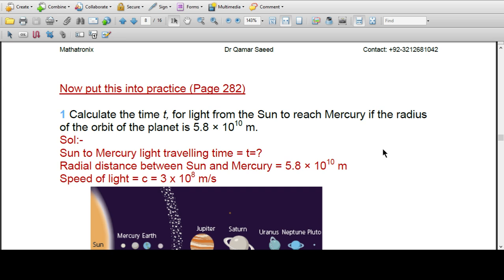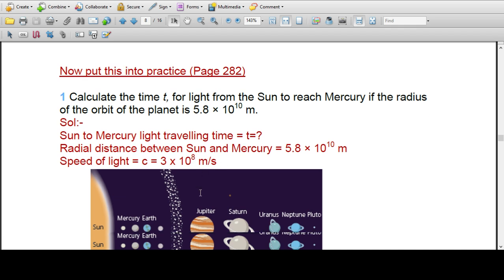Calculate the time t for light from Sun to reach Mercury if the radius of the orbit of the planet is 5.8 into 10 raised to power 10 meters. So we have given the Sun to Mercury distance, which is 5.8 into 10 raised to power 10 meters, and we have to find the time for the light to reach from Sun to the Mercury. While the speed of light is given as 3 into 10 raised to power 8 meters per second.